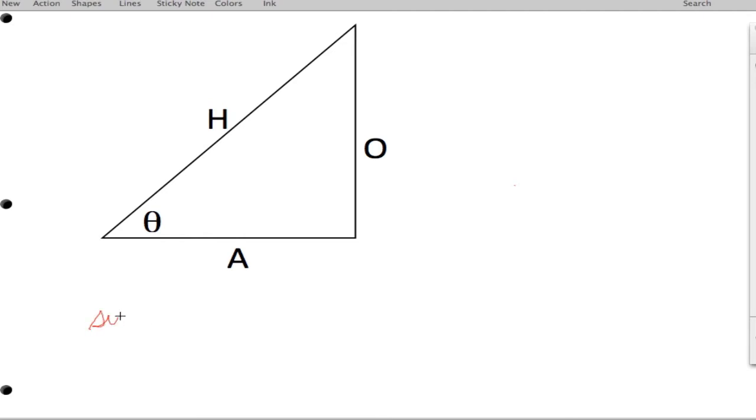The first function is called the sine of this angle theta here. And all you do to calculate it is you take this side of the triangle, the opposite side, and divide it by the hypotenuse, and whatever that number is, that's the sine of the angle. To get the cosine of an angle, you take the adjacent and divide it by the hypotenuse. This is letter A here, this length here.